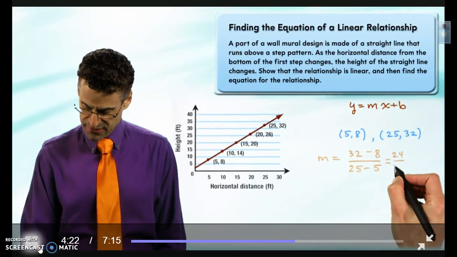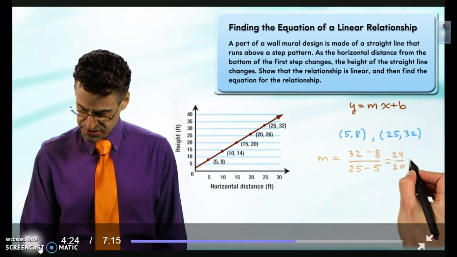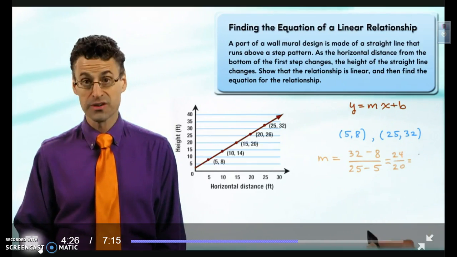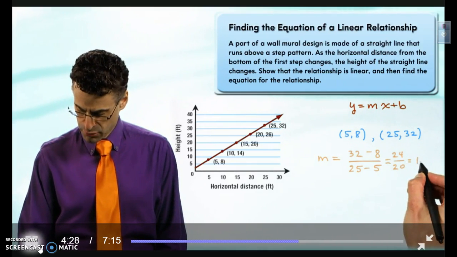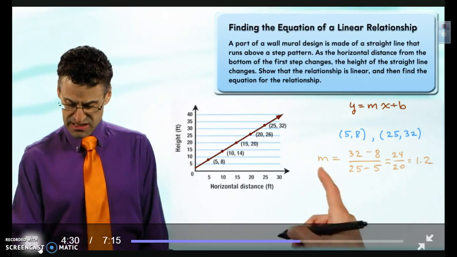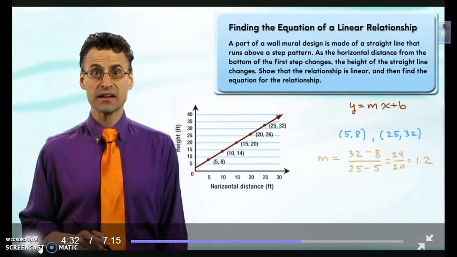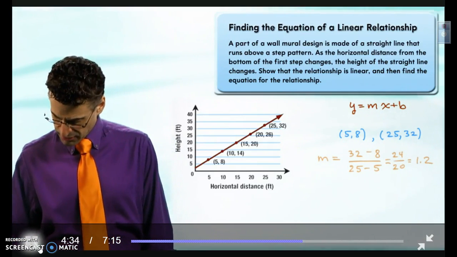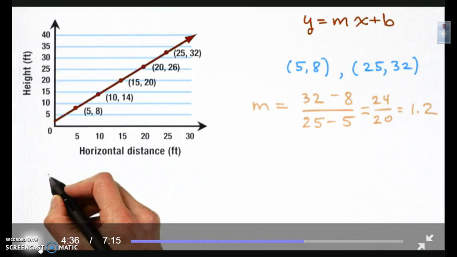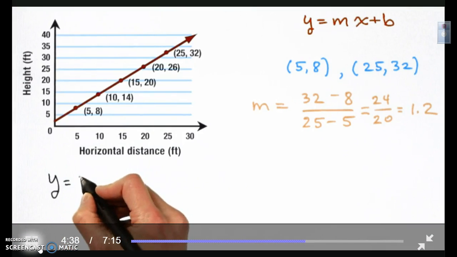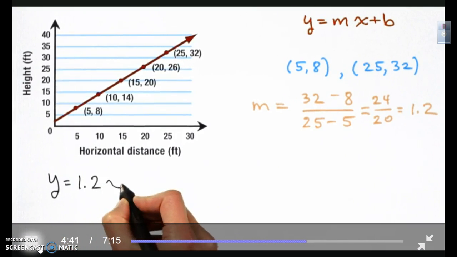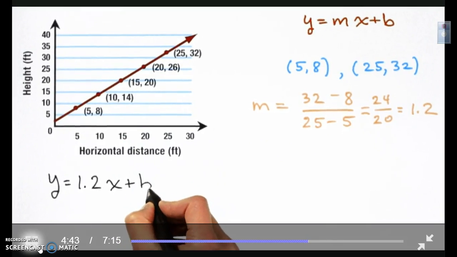And 25 minus 5, that's 20. So this actually simplifies to 12 over 10, which is just 1.2. So we actually see that the slope of this line is, in fact, 1.2. Well, that's great progress. So let me just write that in because that's kind of fun. So y equals 1.2x, but then we still don't know what the y-intercept is.